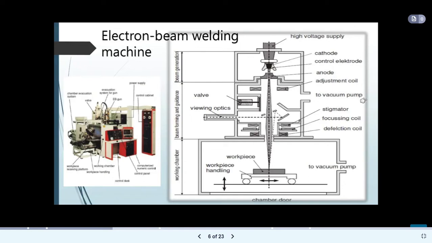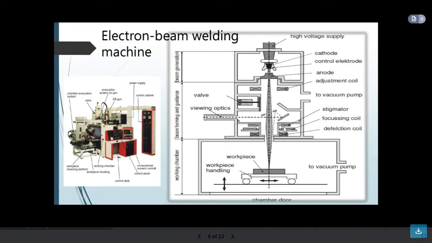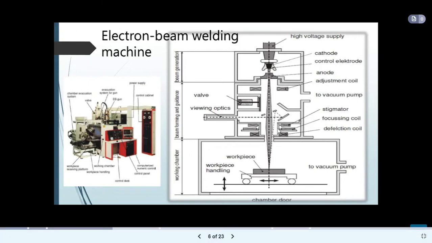Okay, here is a vacuum pump. Overall, this equipment is enclosed in a vacuum chamber, because if there are air particles or some environmental particles present, that will affect these electrons, and we cannot concentrate these electrons. So this overall process is completed in the vacuum chamber.